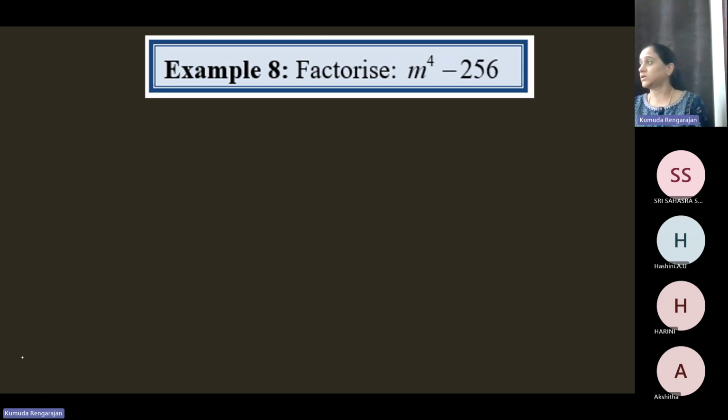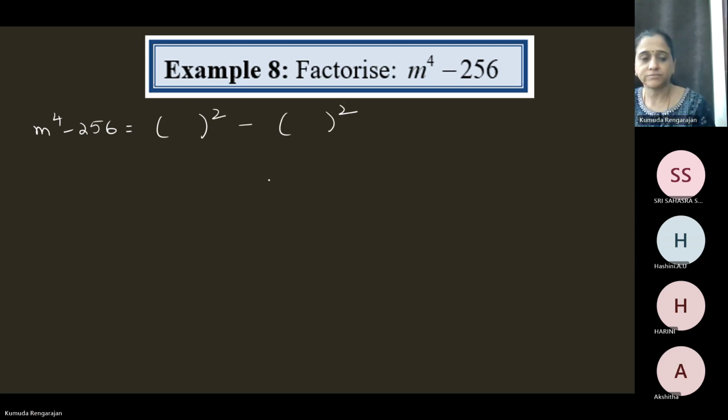This also, we need to do this together. M to the power 4 minus 256 equals, now only two terms. There are only two terms separated by minus sign. And the first term is a perfect square. The second term is also a perfect square. So m to the power 4 can be written as m squared the whole square minus 16 squared.